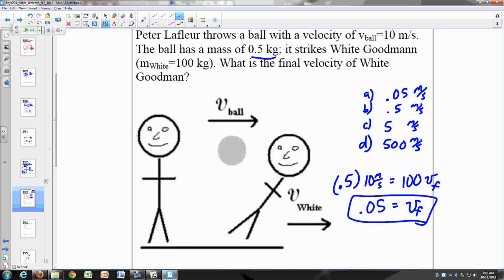If you watched Dodgeball, the people don't really move when you hit them with a ball because it's such a small mass and such a small velocity. All right.